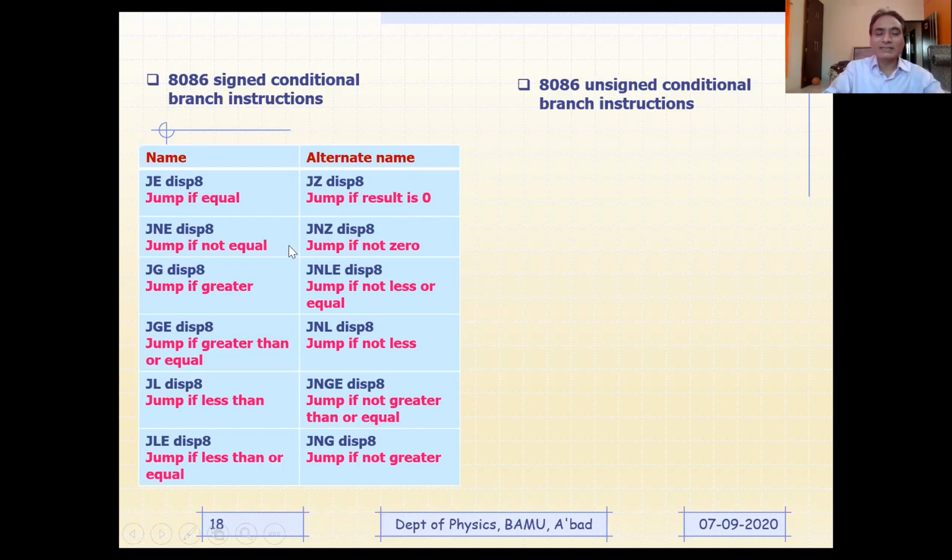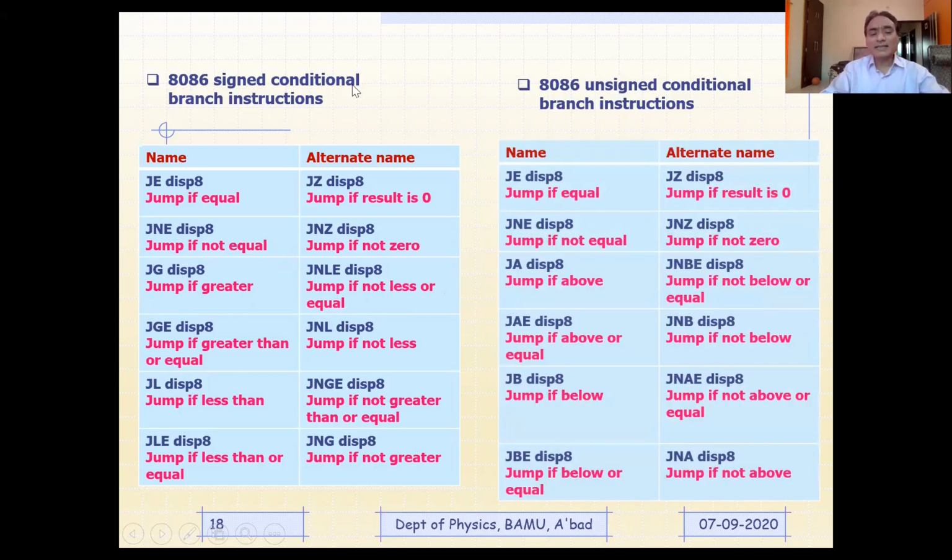Like that, we'll take examples through interaction so that you will be able to understand. Like that, JNE is equal to JNZ. JG, jump if greater, is equal to JNLE, jump if not less or equal. These are signed conditional instructions, because we will be considering signed numbers. If you don't have signed numbers, then the instructions are going to be the same. The only difference is, for example, JE, equal is going to be the same.